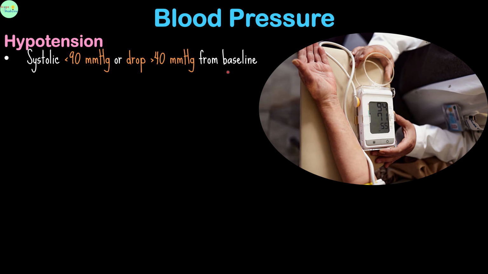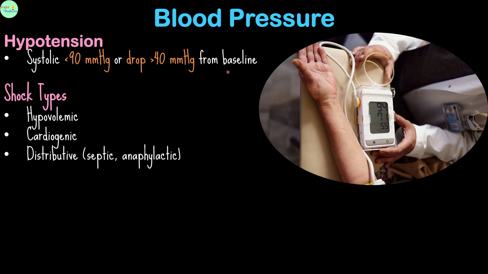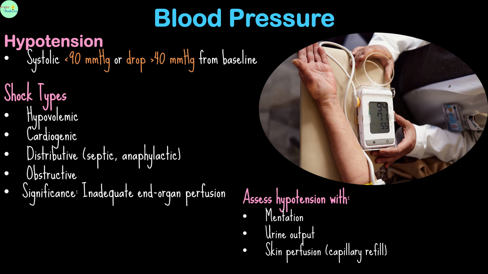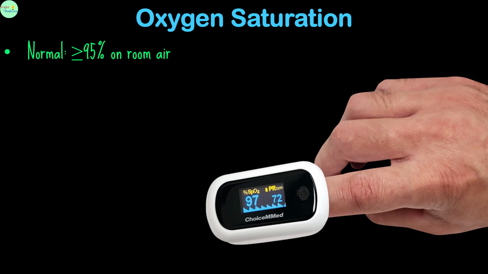It is a key sign of shock, which is categorized into types: hypovolemic, cardiogenic, distributive, such as septic or anaphylactic shock, and obstructive. The clinical significance of hypotension is inadequate end organ perfusion. Therefore, you must always assess the patient's mentation, urine output, and skin perfusion via capillary refill time when hypotension is present. Oxygen saturation, measured by pulse oximetry, has become a cornerstone of monitoring.